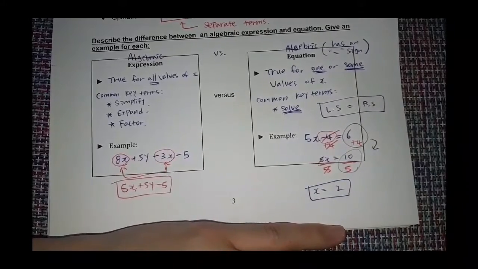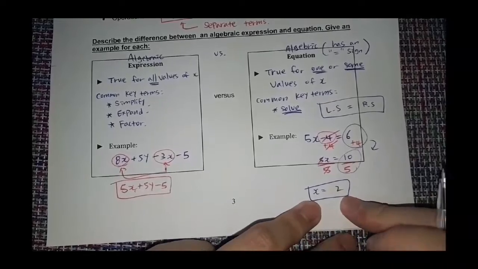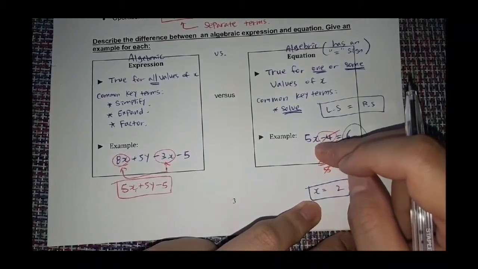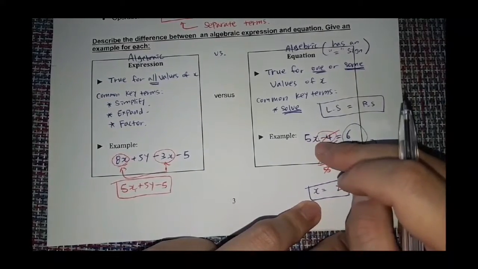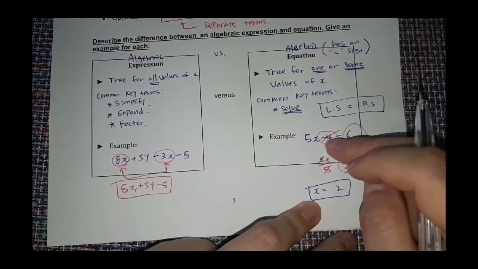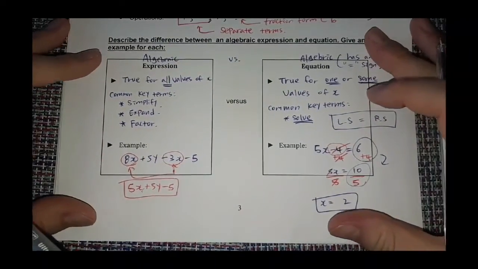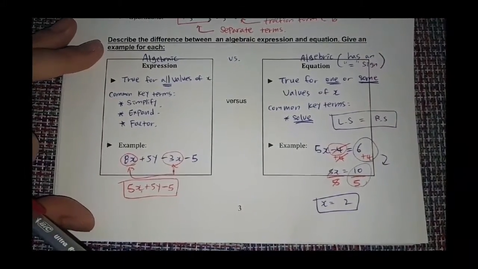So as you may notice in this equation, 2 is the only value that can be substituted inside of the left side of an algebraic equation, and that is the only way to make left side and right side equal together. So those are two distinct differences you need to understand.